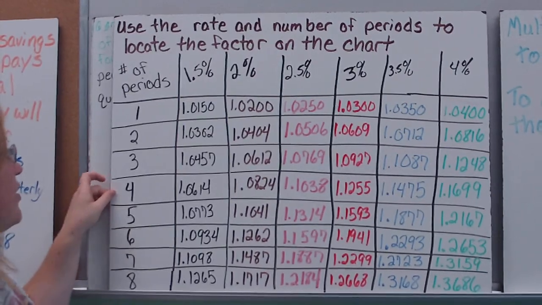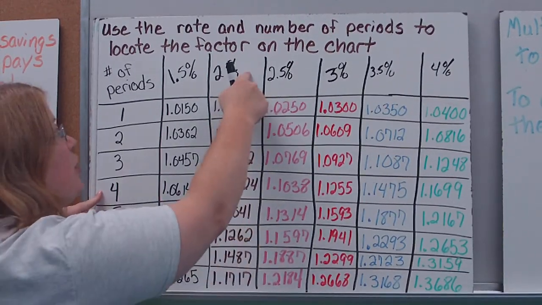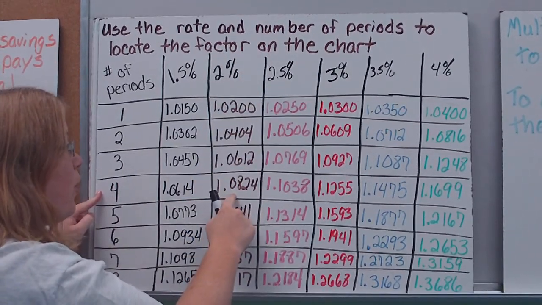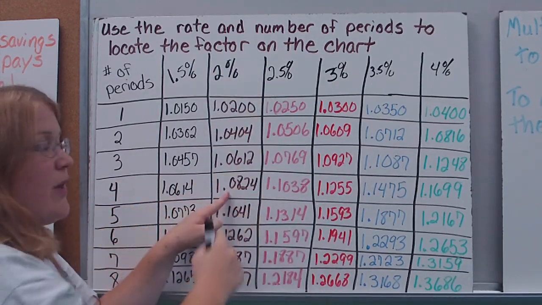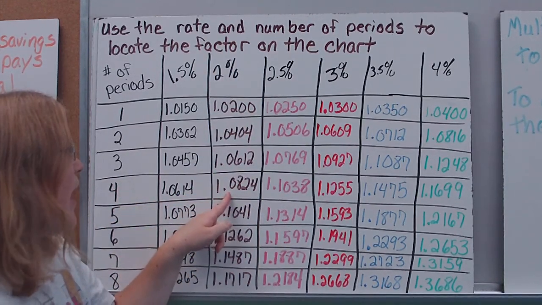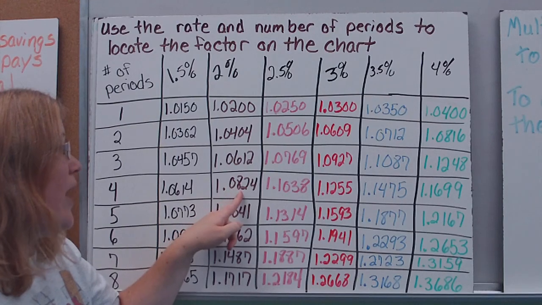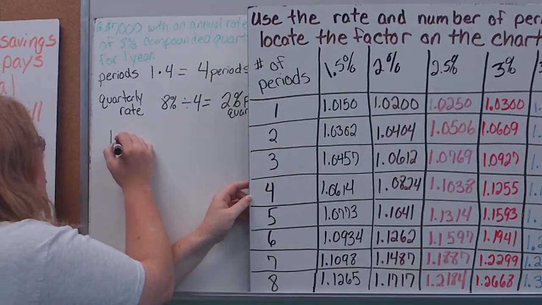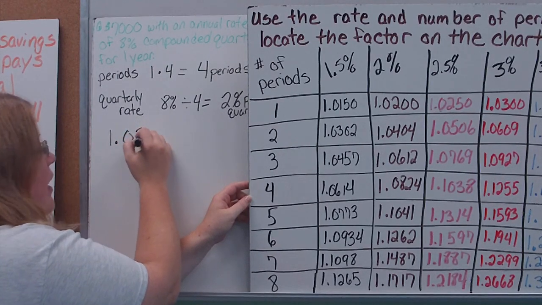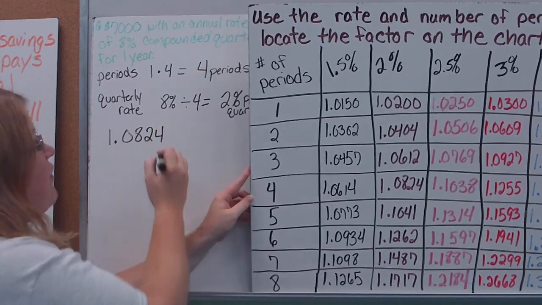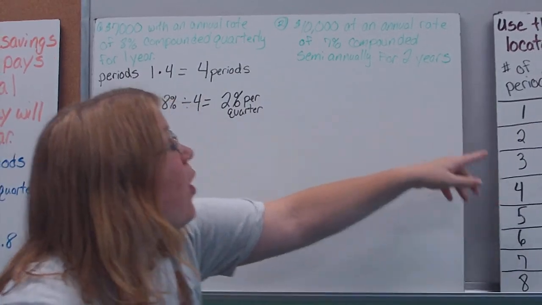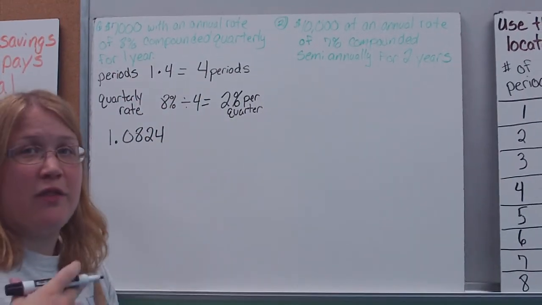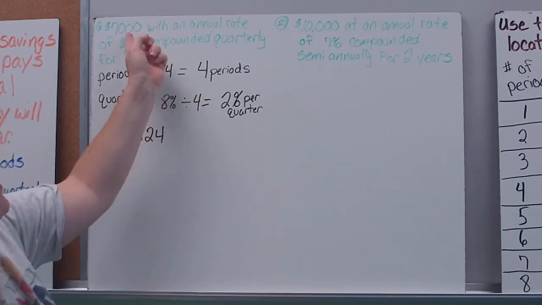Number of periods, so we're going to go down to 4. 2% a year. We're going to follow those 2 columns to where they intersect, the row and the column. I wind up with 1.0824. So that is the factor I need. I'll write it right here. 1.0824.